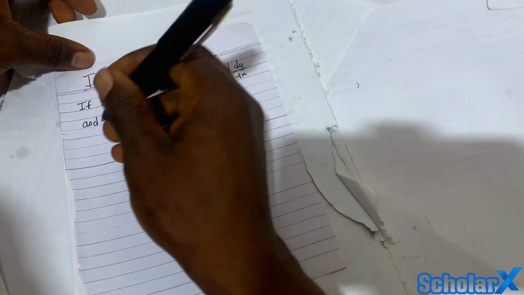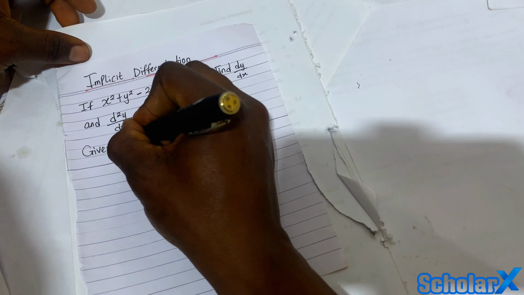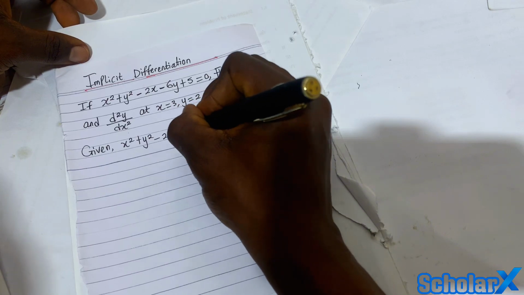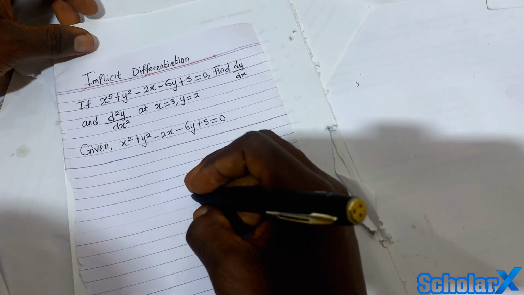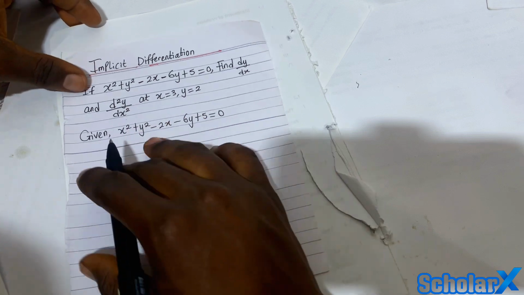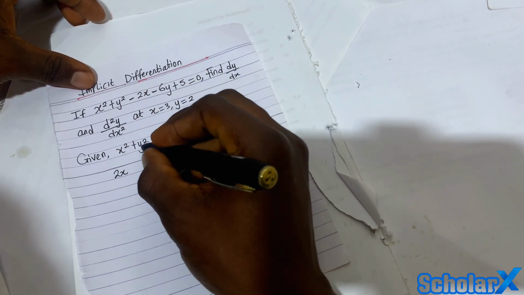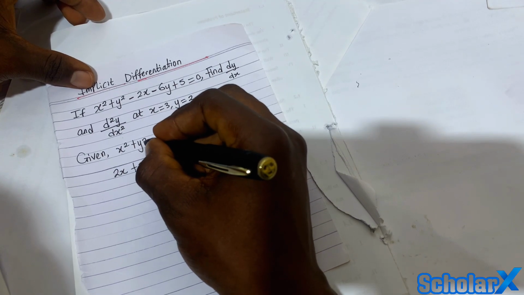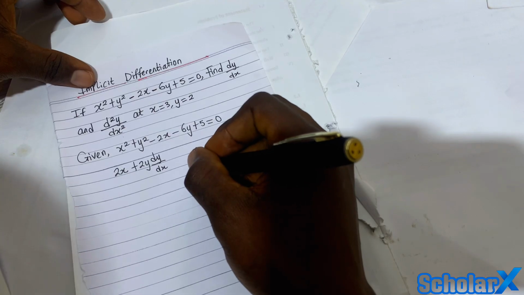All right. We are given the function x squared plus y squared minus 2x minus 6y plus 5 is equal to 0. Now, I want to find dy/dx. So what do we do? We differentiate x squared, we're going to have 2x. We differentiate y squared, we're going to have 2y. But don't forget, when we differentiate a function of y, we must add the dy/dx beneath it, all right?